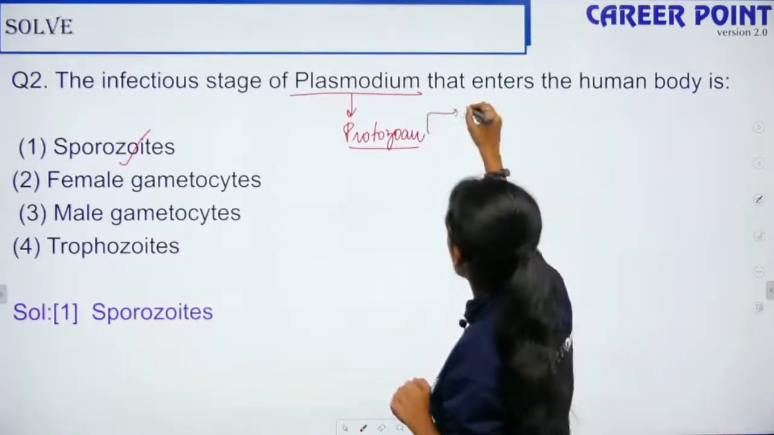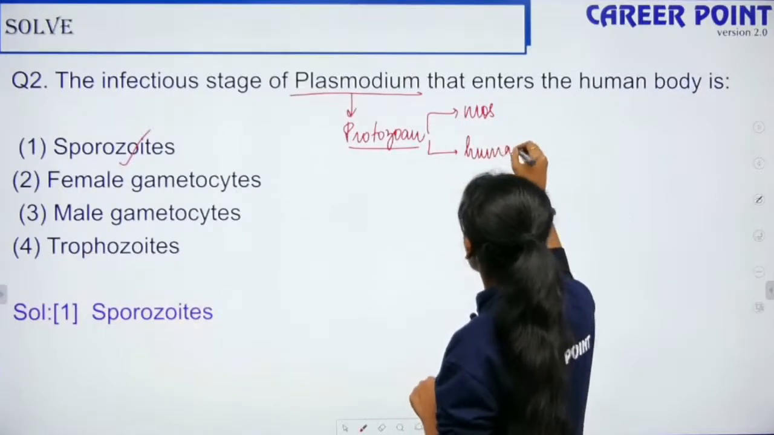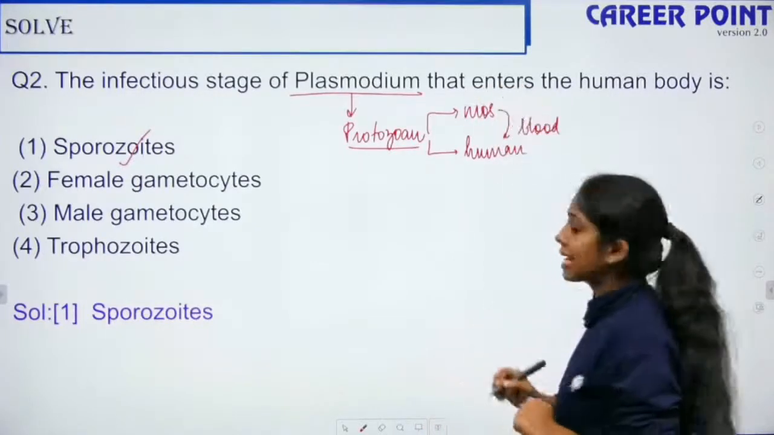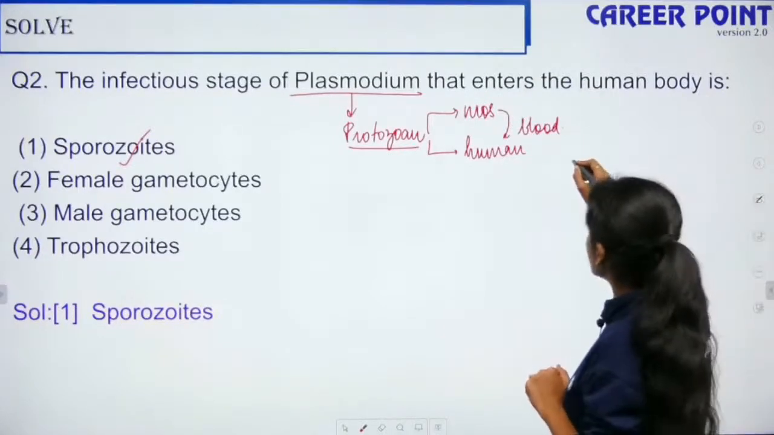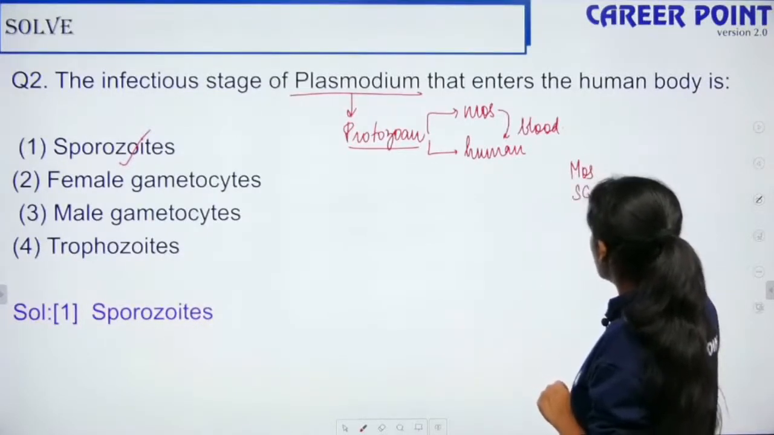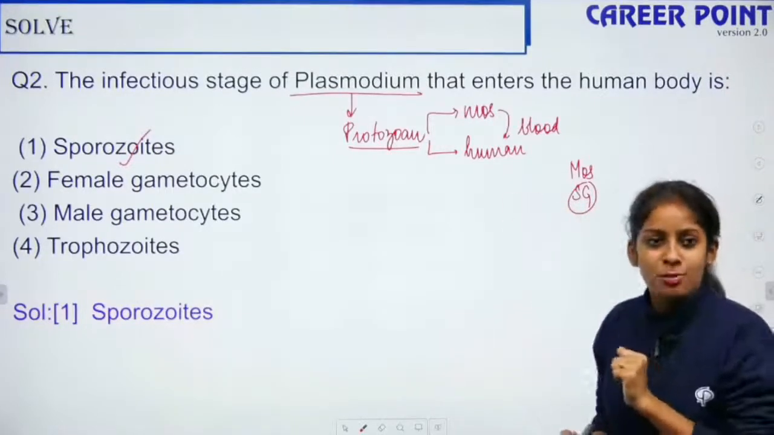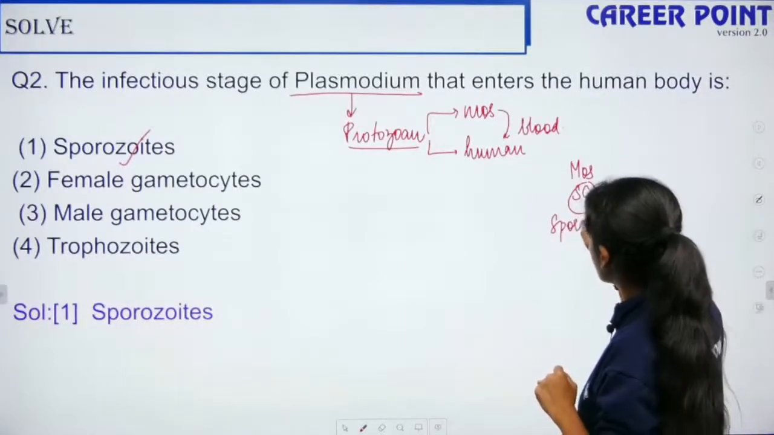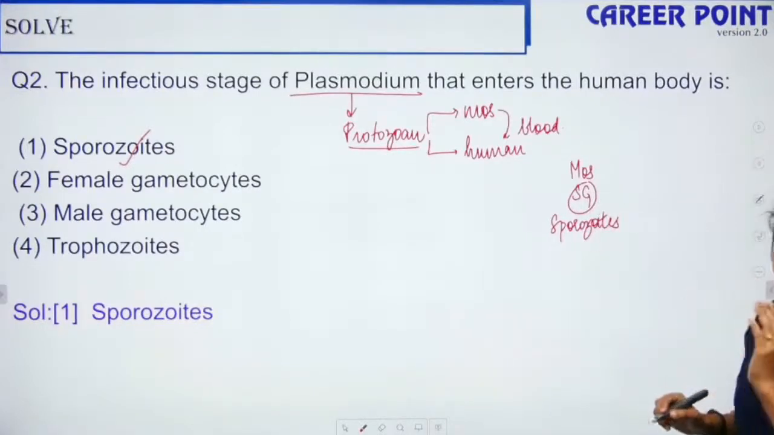So they need 2 hosts. One is your mosquito and the other one is your human. We all know mosquitoes feed on human blood. Mostly these parasites are present inside the mosquito's salivary glands. I am talking about the parasite. The parasite is present inside the mosquito's salivary glands in an infectious form. In the life cycle of this Plasmodium, there is one particular infectious stage that is known as sporozoites. They are present inside the mosquito.